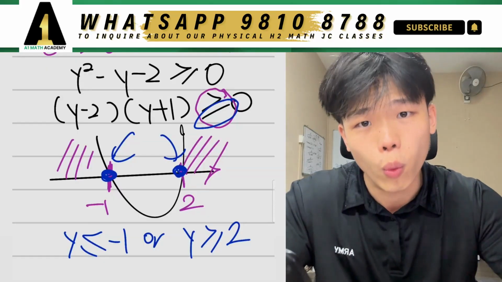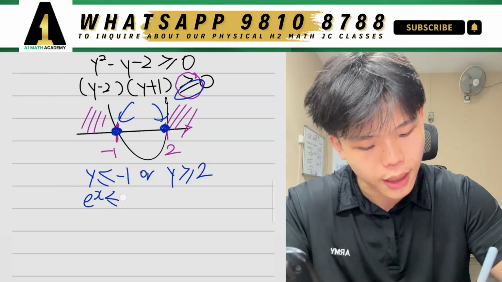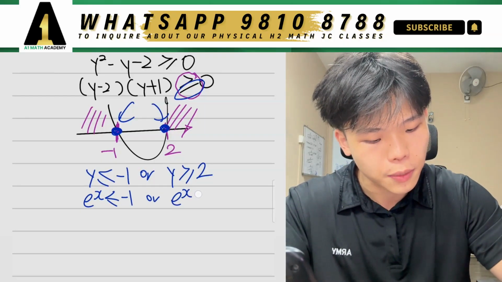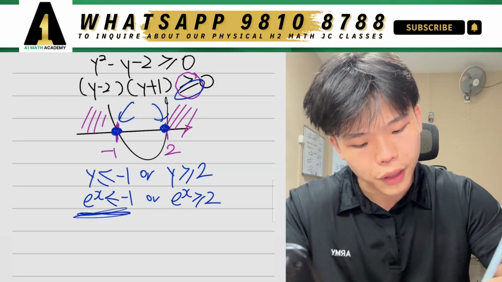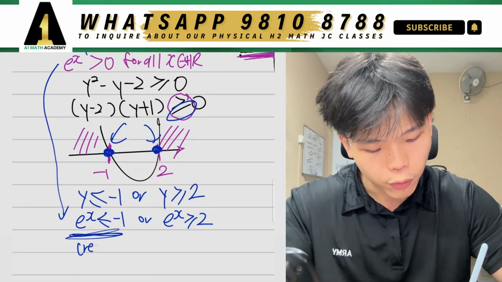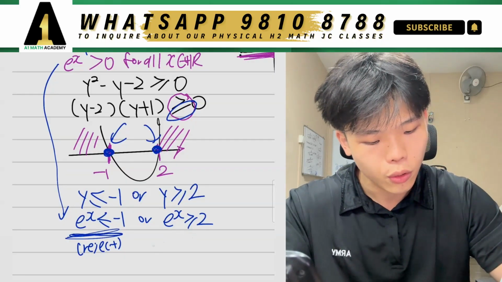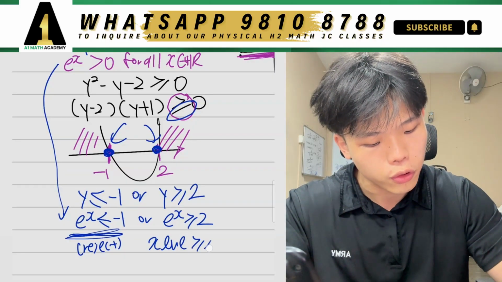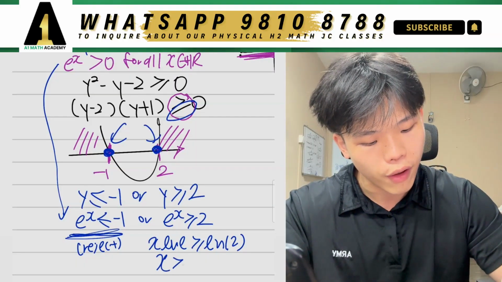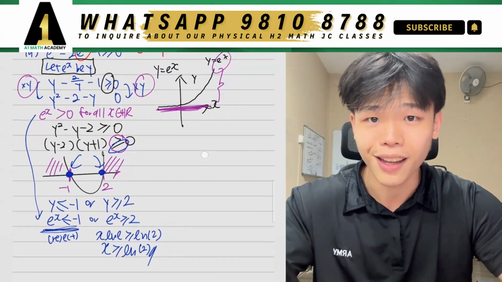But of course, we're not solving for y, we still need to sub back x in. So now subbing in e^x, e^x is lesser than or equals to -1, or e^x is bigger than or equals to 2. But take note over here, we know that e^x must be bigger than 0, so we will have to reject this as an answer. To find the value of x, you just need to ln both sides, and you get x is bigger than or equals to ln 2 as the final answer to this part A.